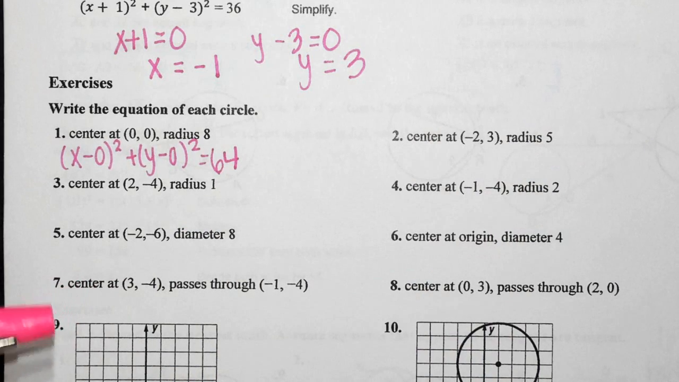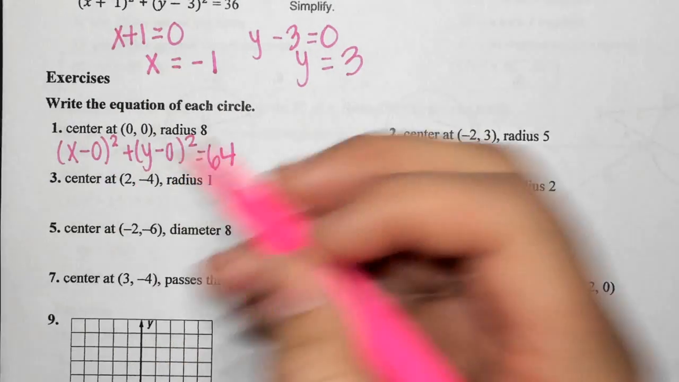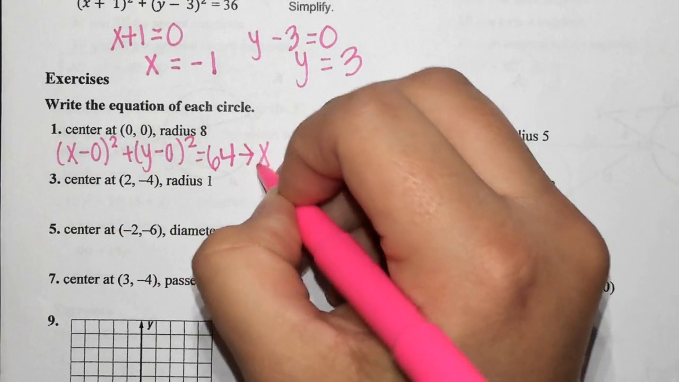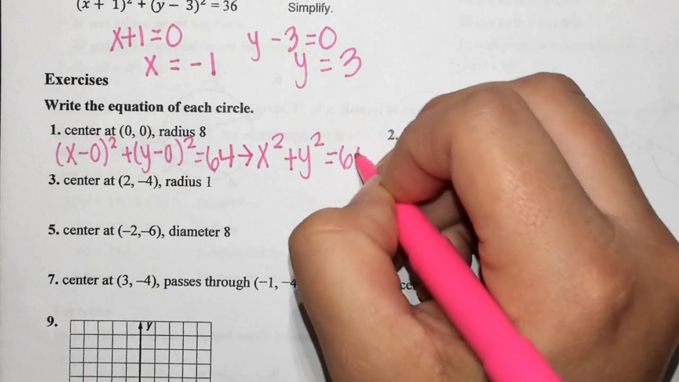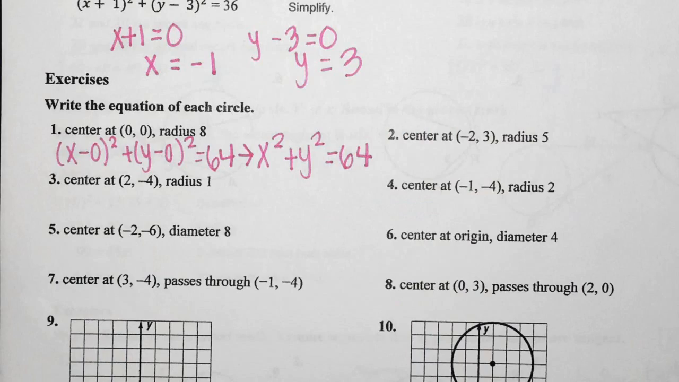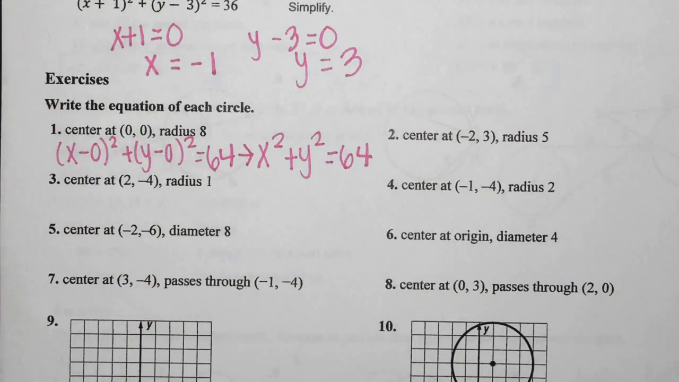So you can write this, and it's technically the correct answer. But if it's a multiple choice question, you won't see this answer because they'll simplify it. X minus 0 is just x. So you can also write this as x squared plus y squared equals 64. That's the only time I will ask you to write it x minus 0. The other times, if it's 0, just know that it's x squared. If it's y squared, then your k is just 0.